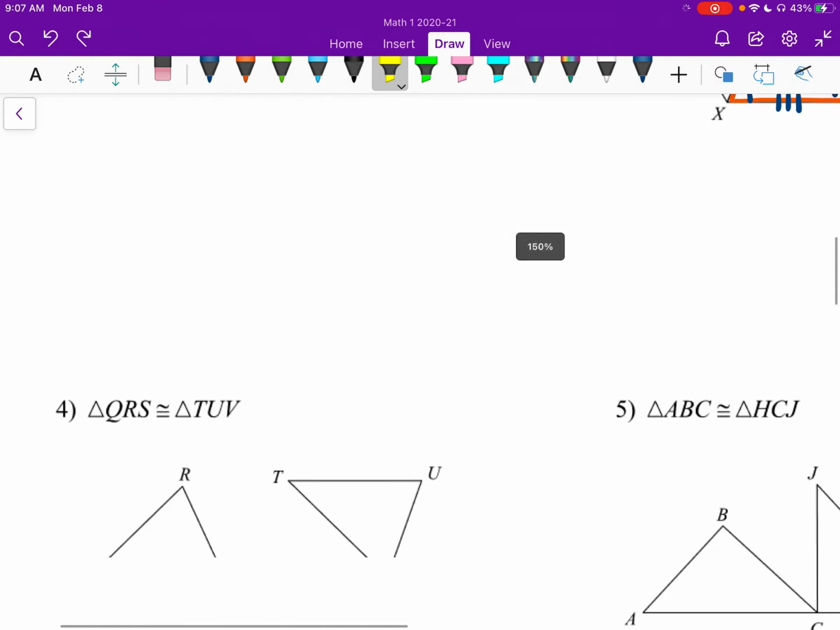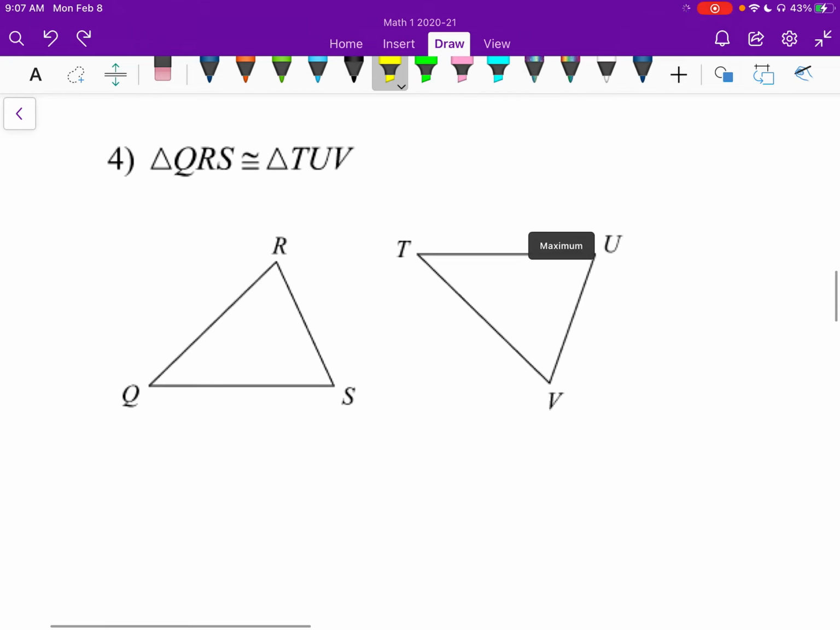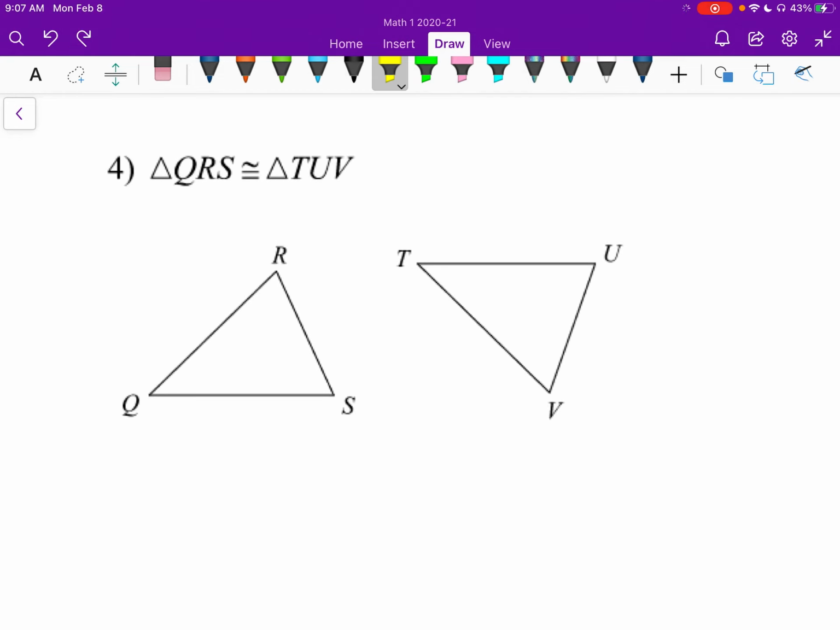All right, let's look at another one. Number 4. Well, this one's nice because they actually are separate. Q and T, so Q, T, R and U, R, U, S and V.